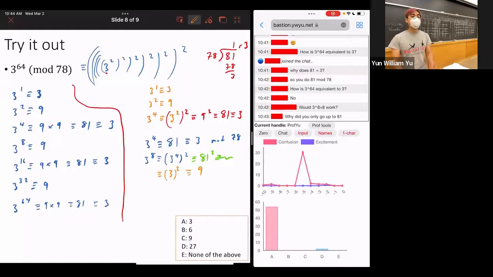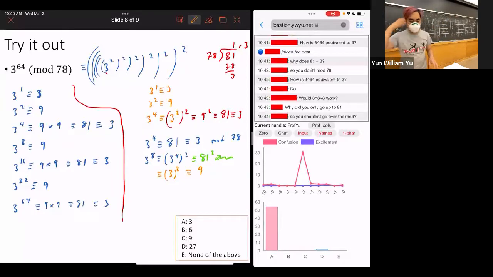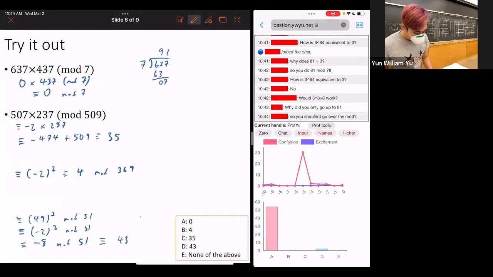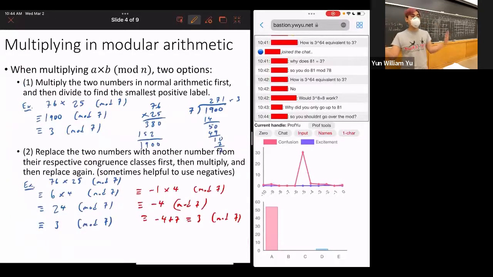Why do you only go up to 81? Because, remember, anytime you go over 78, you can reduce it to get a smaller number. If you had a big enough calculator, you could do all of this by just taking 3 to the 64, and it'd be some ginormous number. So every time you go over the mod, if you want, you can make it smaller. Remember, whenever you're just multiplying, you have a choice: you can either make everything smaller first and then multiply, or you can multiply and then make everything smaller.